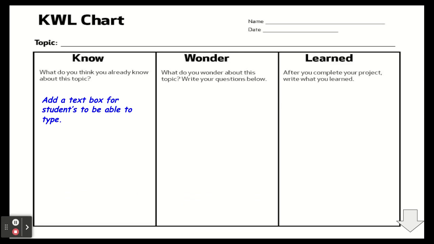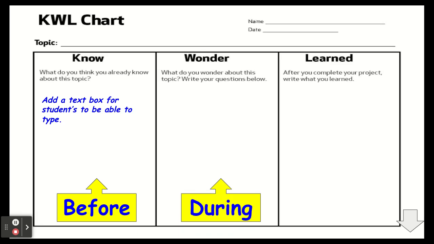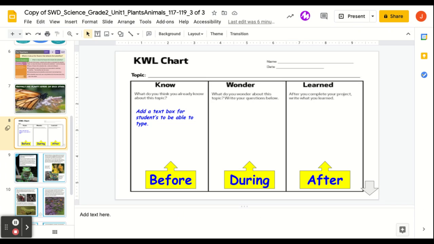This KWL chart will support students by activating prior knowledge before they read, recording their wonderings and what's important to focus on during their reading, and then listing the facts that they learned after their reading. In order to make graphic organizers digitally editable for students in Google Slides, you will have to be in edit mode to create it and also when the students are editing it themselves.